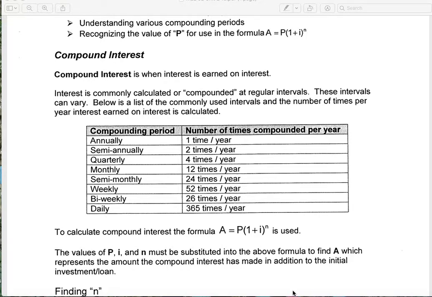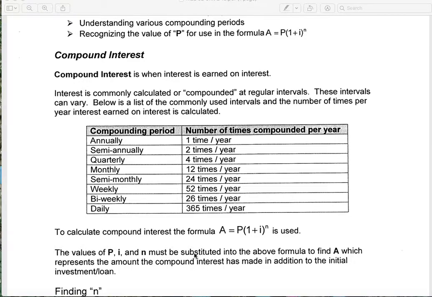Semi-monthly is 24 times. Weekly is 52 times. Bi-weekly is 26 times. And daily is 365 times in a year. So these words we have been using since the beginning of the year. So they're going to be important for this lesson.